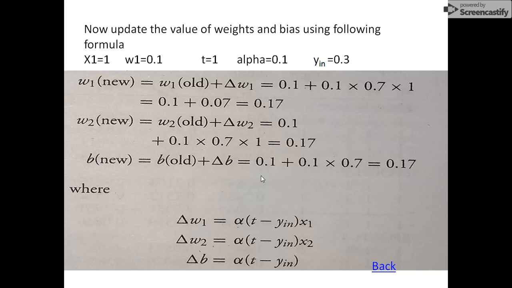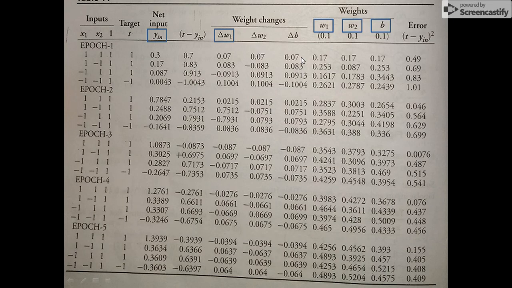So what will be the value of delta w1? You will calculate it using alpha, whose value is 0.1, the target, which is 1 in all these cases, yn, which is 0.3 in all these cases, x1 is 1, and x2 is 1. So 0.1 times 0.7 times 1 gives you 0.07 for delta w1. Same for delta w2, you will get 0.07, and for delta b you will get 0.07. So these are the values of delta w1, delta w2, and delta b: 0.07 for all of them.